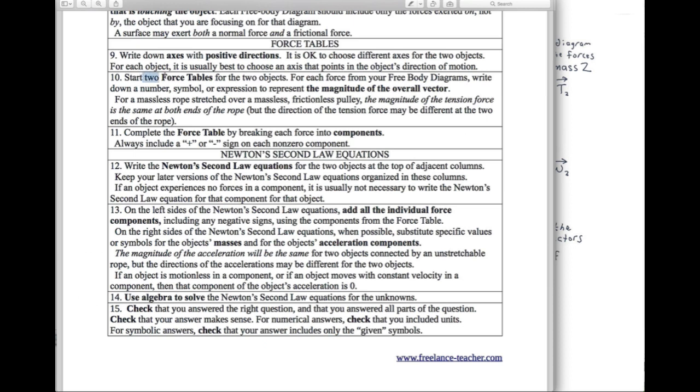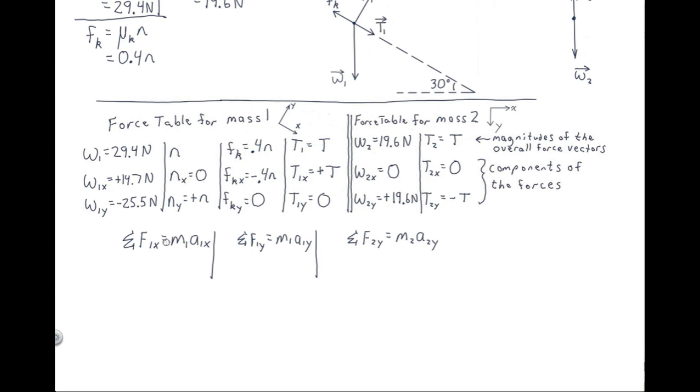So we have completed this step. We used the idea that the magnitude of the tension force was the same at both ends of the rope. We've also completed this step. Now we move on to the Newton's second law equations. Here are our general Newton's second law equations. I wrote down both an x equation and a y equation for object 1.